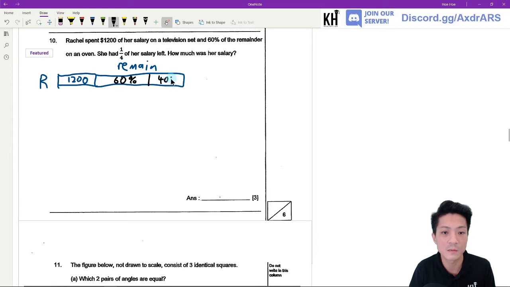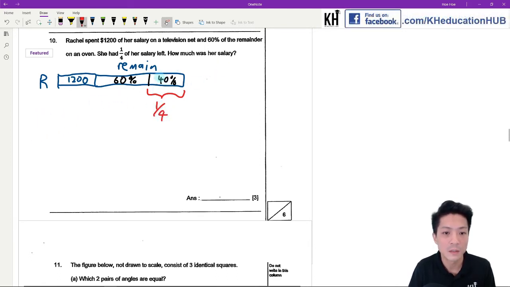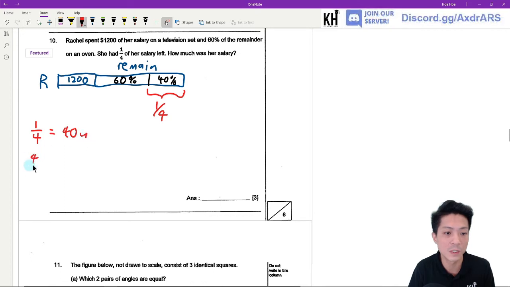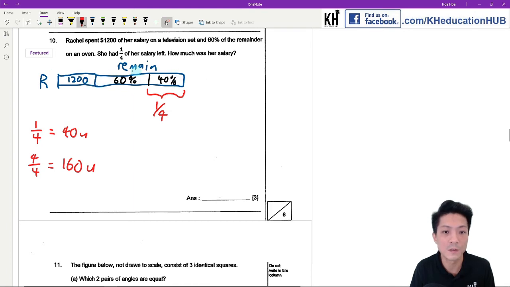So if this is 40%, this would be a quarter of her salary. Now we can treat the 40% as 40 units. Now we know that a quarter is equal to 40 units, which means that 4 over 4 is equal to 160 units. Which means that the whole thing should be 160 units. If over here is 100 units, it means that over here is 60 units.